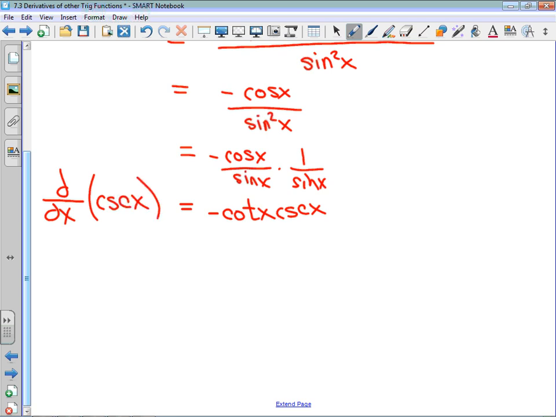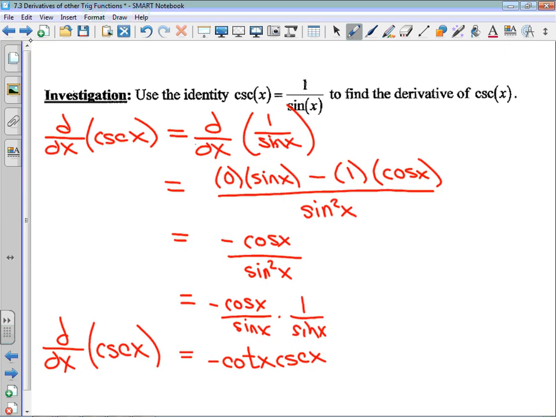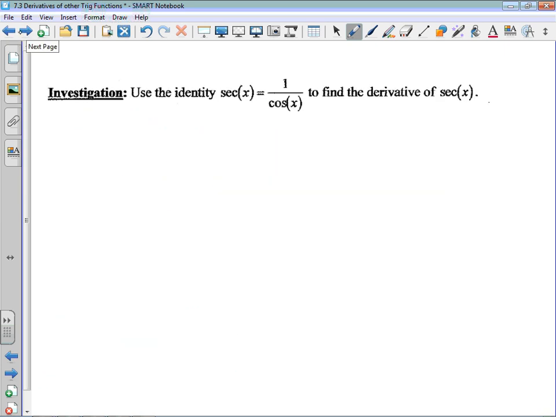These are trickier derivatives. I believe that they're on your formula sheets. You don't have to memorize them. If you ever forget them, I would recommend that you go back to first principles and find their derivatives that way. All right, next up, oh, I went the wrong way, sorry about that, is secant. Secant is 1 over cos, and I'm just going to not belabor it too much.